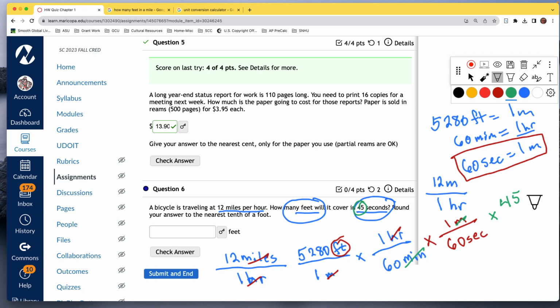What we want is, we want the seconds out of there completely. So what we're going to multiply by is 45 seconds. So the seconds get out of there, and now we'll have just feet. Yeah, let's do it that way. 45 seconds. We'll cancel that out.